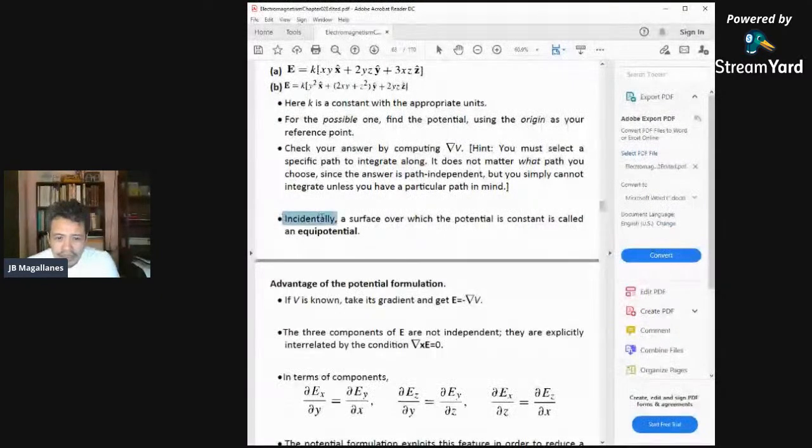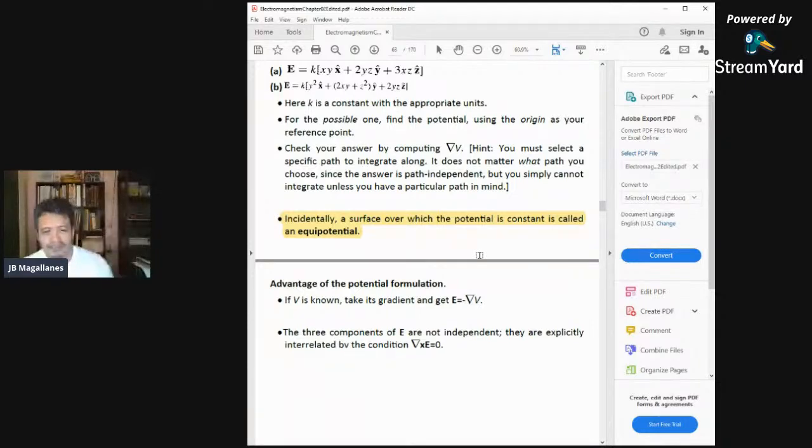So there's a statement here. A surface over which the potential is constant is called equipotential. Equipotential means at any point in the surface, if the potential is 5 at this point, at other points the potential is also 5. So if you get two points and get the potential difference, it would be equal to 0, because 5 minus 5 is 0, or 20 minus 20 is 0. That surface is called equipotential because all points have the same potential, and so the difference at any two points would be equal to 0. Remember that.